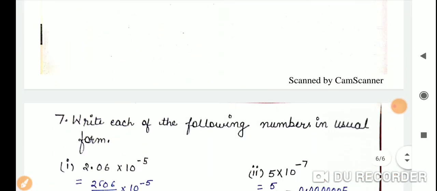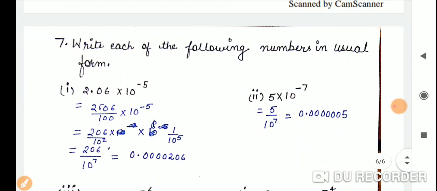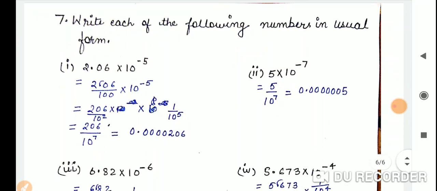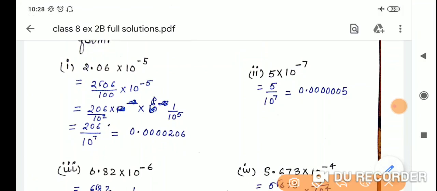Now coming to the last question of the exercise, question number 7. Write each of the following numbers in usual form. Usual form means the questions are given in the standard form and you have to write in the real form or expanded form. So very easy question. Here 2.06 into 10 raised to the power minus 5. Minus 5 is there, so negative power. How will you change it to positive? By taking the reciprocal.